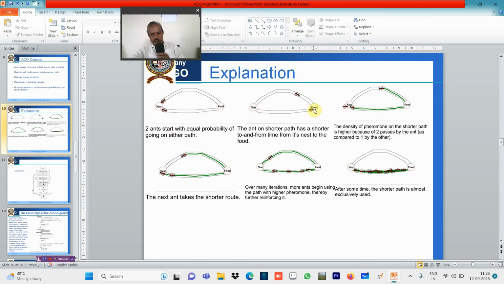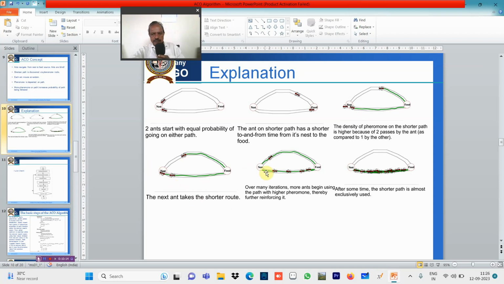The moment the first ant reaches here, you see the second one has reached here and is still roaming. The ant on the shorter path has a stronger trail from the nest to the food. So you can see here immediately the ant which has traced the food has reached here. The density of pheromones on the shorter path is high because of 2 passes by the ant as compared to 1 pass. Here only one time it has passed, still it is in the middle. Here 2 times passed. So the next ant, while it is moving here, will have a strong smell here instead of here. Okay.